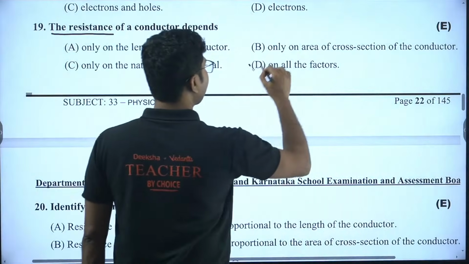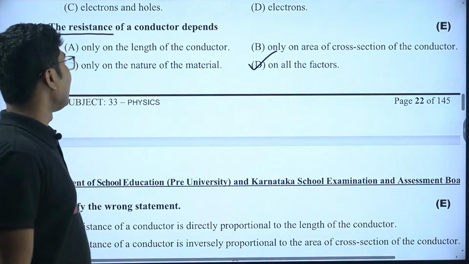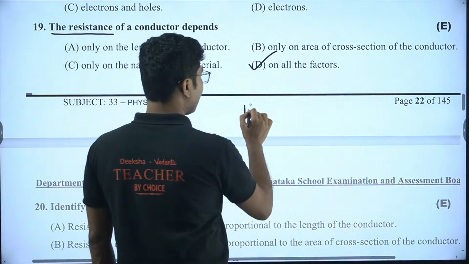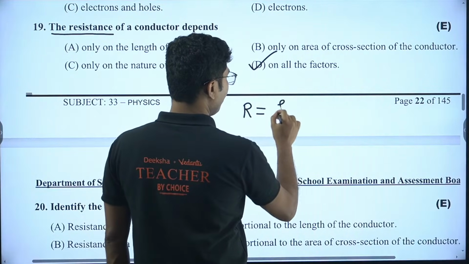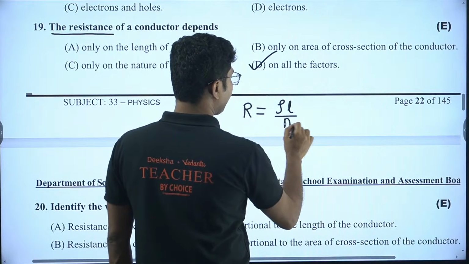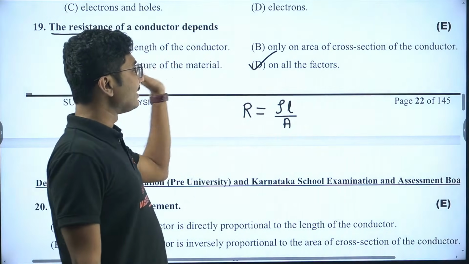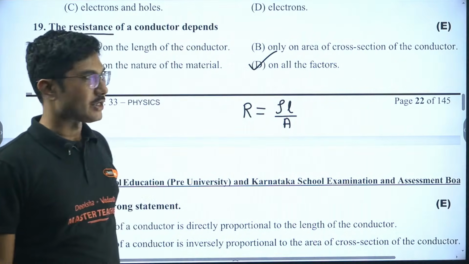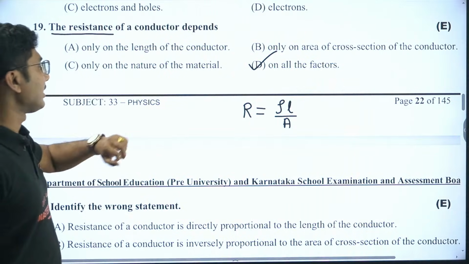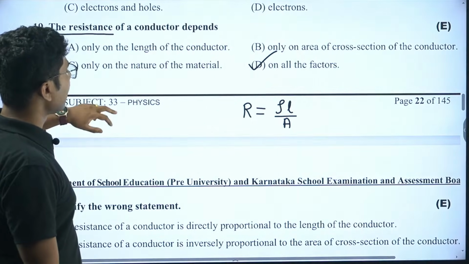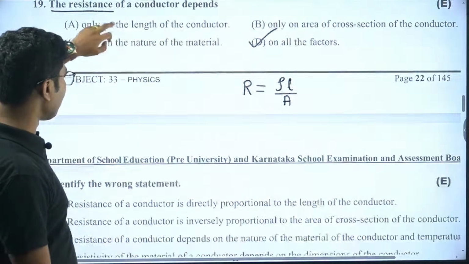Yes, all the factors determine the resistance. Resistance is given by R equals rho L by A. Rho depends on material, rho depends on temperature, and resistance generally depends on length and area, obviously. So all three factors are important. The resistance of a conductor depends on all three of them.